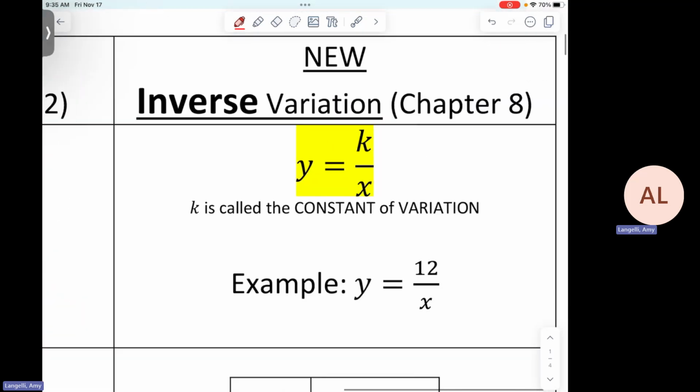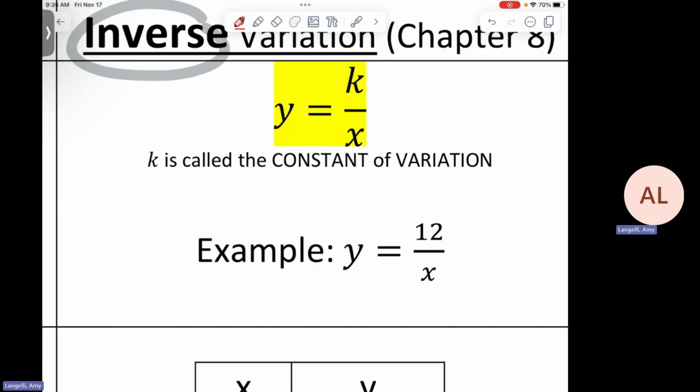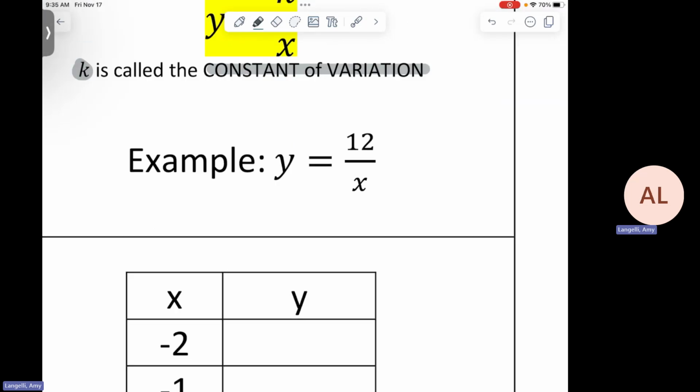Okay, let's take a look at something new. This is new to you in chapter 8. It's called inverse variation. Inverse variation is the exact opposite. Instead of multiplying with 12, you'll take 12 and you'll divide by your x's. K still has the same name. It's still called your constant of variation. So there's your example. K is 12. Just notice instead of being times x, it's divided by x now.